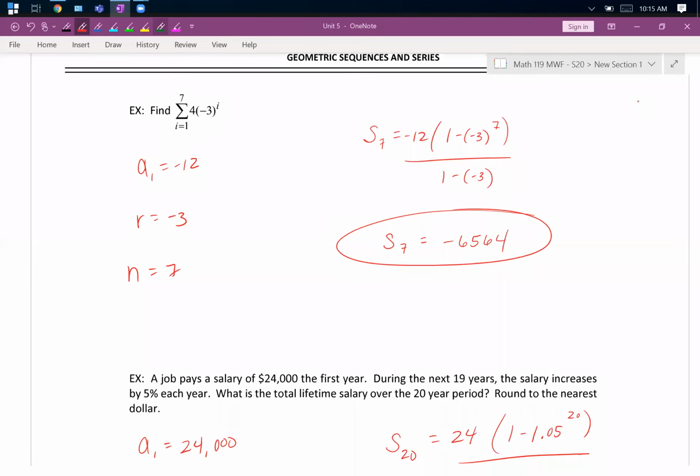So the sum notation, we can use both notations, like S sub n and that sigma, but that means the same sum.